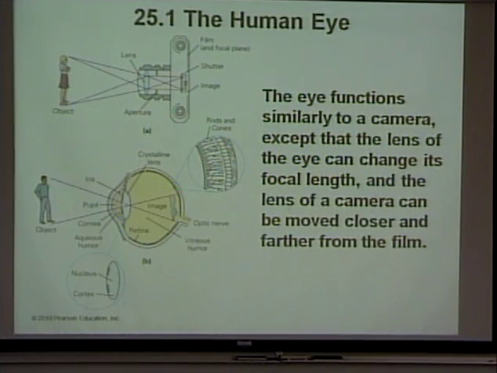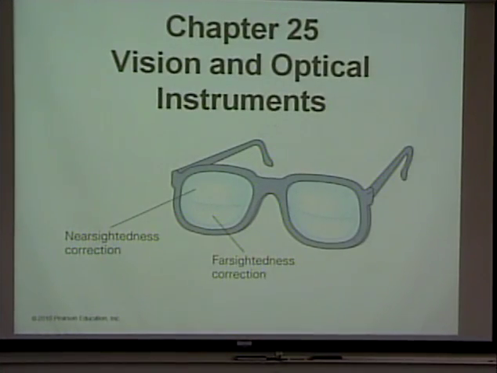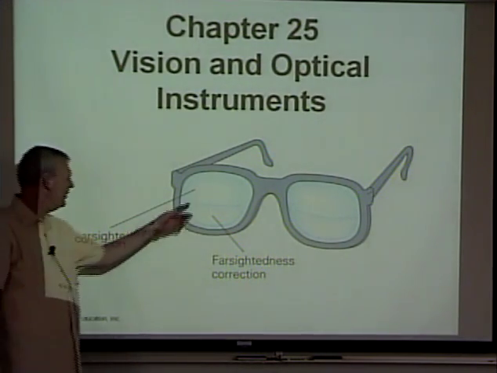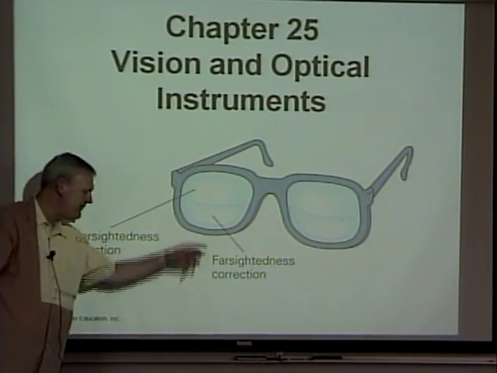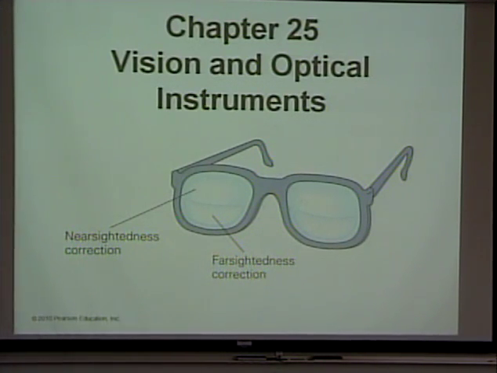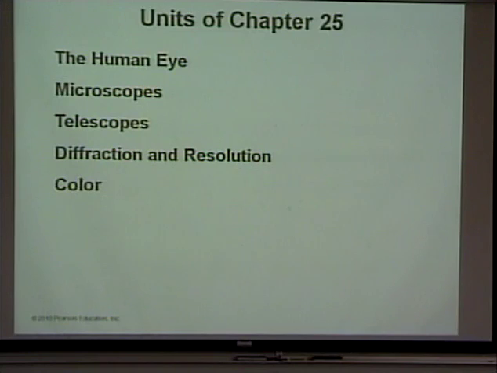All right, here we go with the human eye. For nearsightedness, you get a good old diverging lens, and for farsightedness, you get a converging lens. You get a fat lens. And we'll talk about what all those mean here real quick.